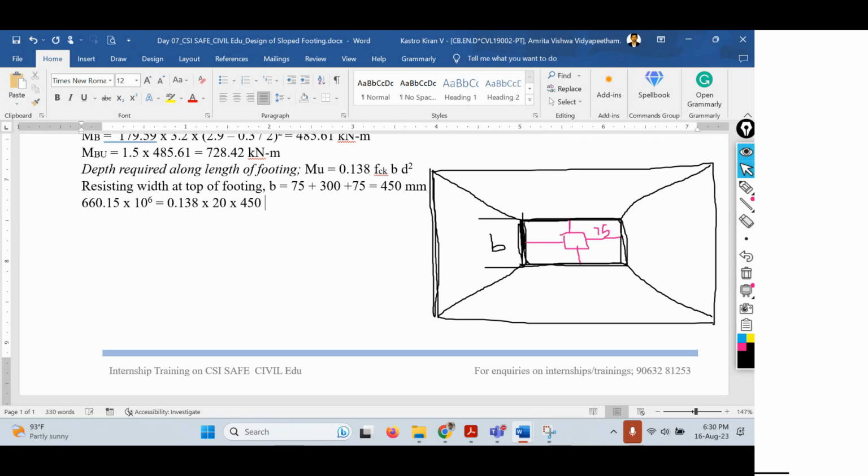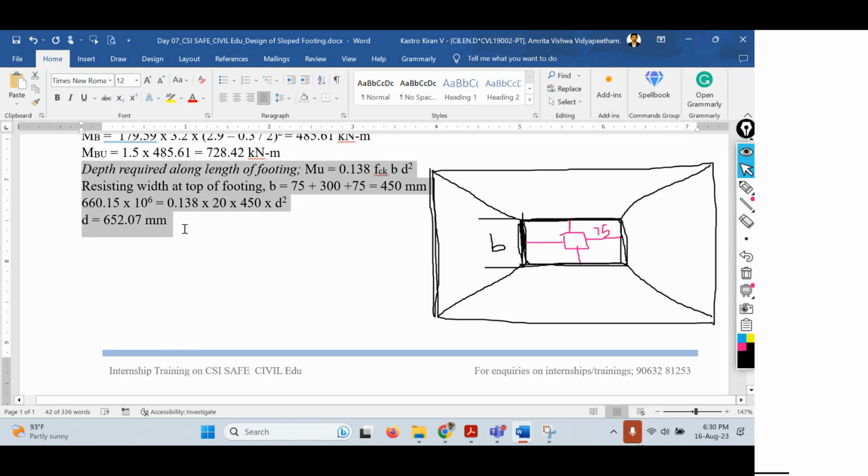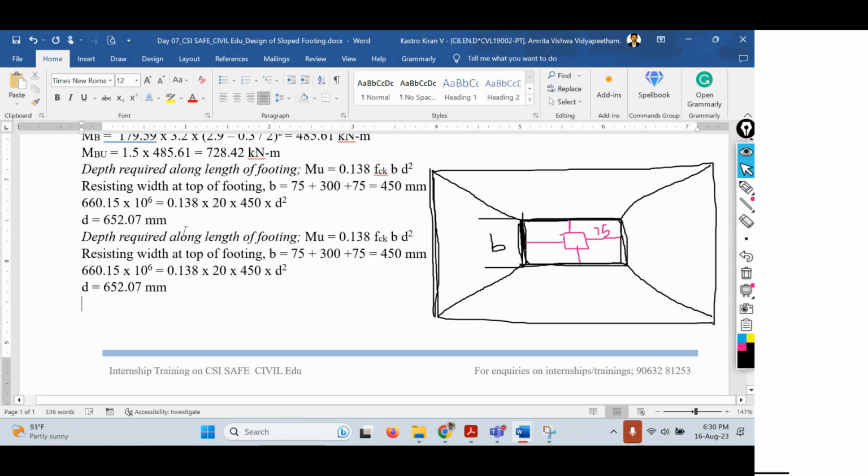This is the change. 0.138 fck b d square. So the D value we don't know, so let us keep it as it is. If you solve this equation, you are going to get the depth of the footing equals 652.07 mm. This is the depth that is required along the length of the footing. Now, similarly, we have to find out the depth value along the width of the footing as well.